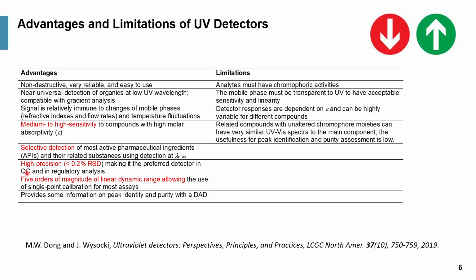We mentioned high precision, so routinely 0.2% RSD is easily achievable in the UV detector. Another biggest advantage of the HPLC detector is the very large order of magnitude linearity or linear dynamic range, allowing a single point calibration for most assays. So this is a huge advantage versus other detectors that require multiple level calibration.